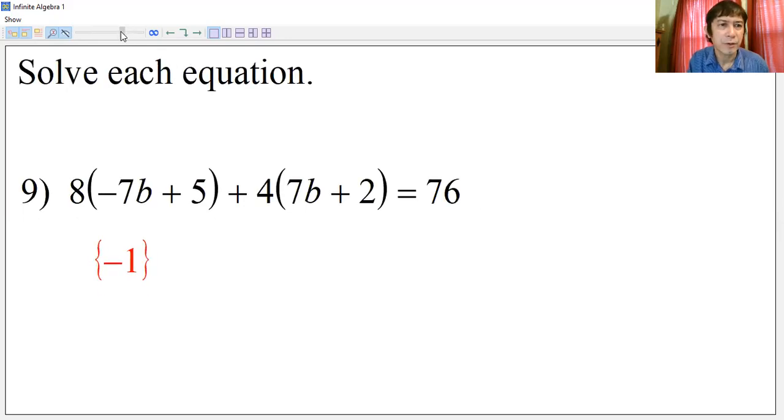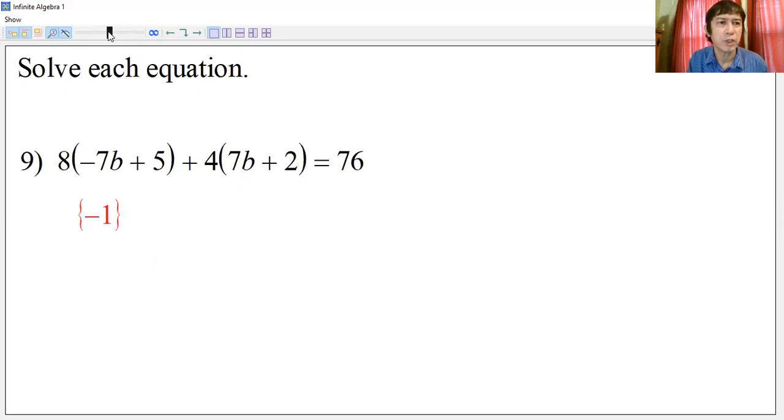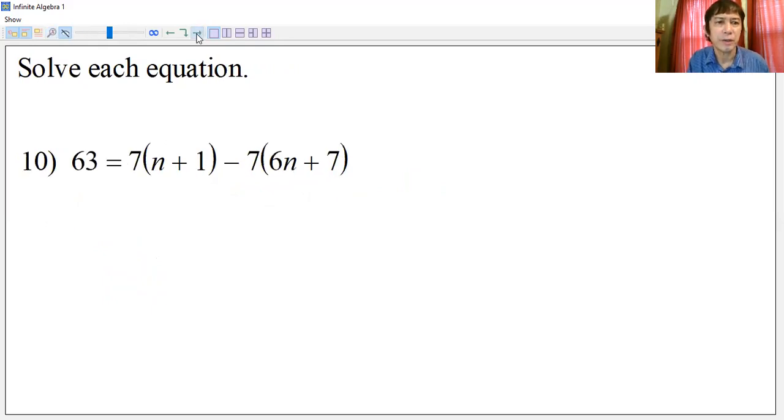All right, so if you don't have any question with number 9, we shall continue with number 10. Here's number 10. 63 is equal to 7 times the quantity n plus 1 minus 7 times the quantity 6n plus 7. This is the problem 10 example of our lecture note. And we shall proceed with the solution on the other side.